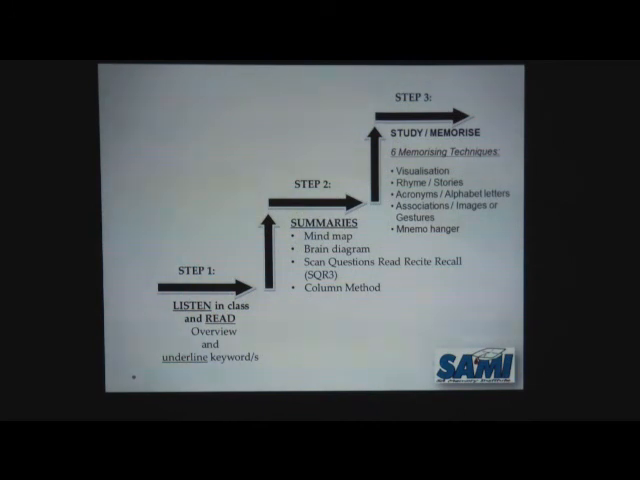Step 3, choose the appropriate memorizing techniques. There are 6. The first one is to visualize, or to use a rhyme or stories, or to use acronyms, which is the alphabet letters, the first letter of every particular heading, associations, which are images or gestures, and then the Nemo Hanger method, which is you can use objects around the classroom or in a room.